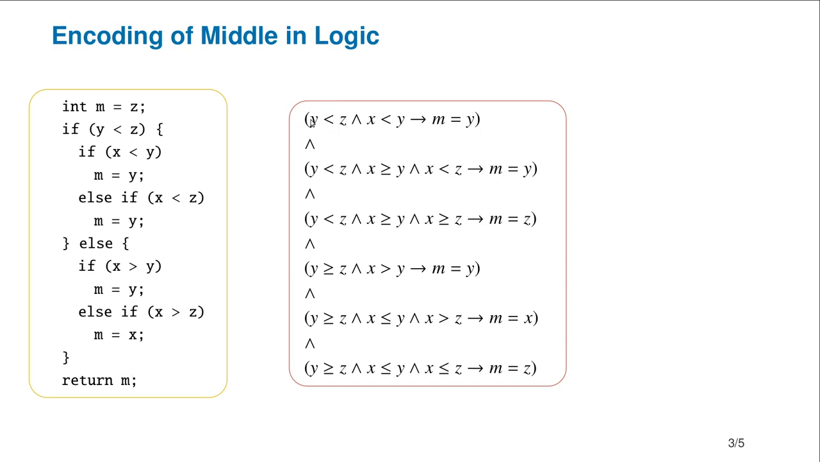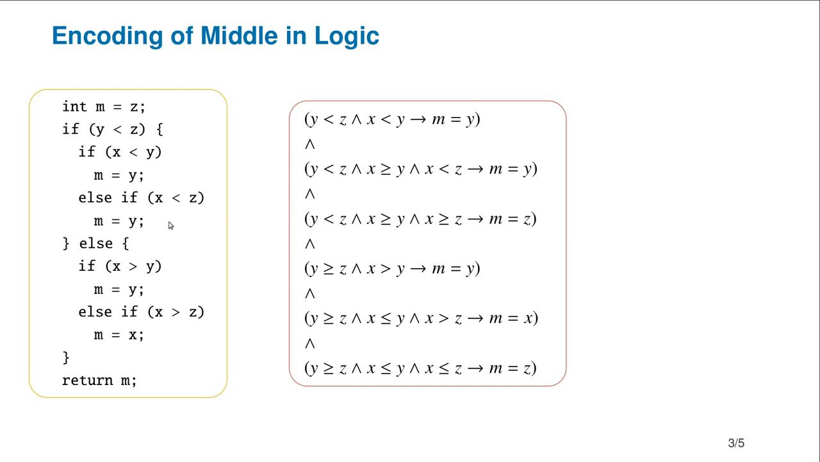And we say if Y is smaller than Z and X is smaller than Y, then M is Y. This is this line here. If Y is smaller than Z, and this is now the else branch, X is greater or equal to Y, and if X is smaller than Z, then M is Y. This is what we have here.